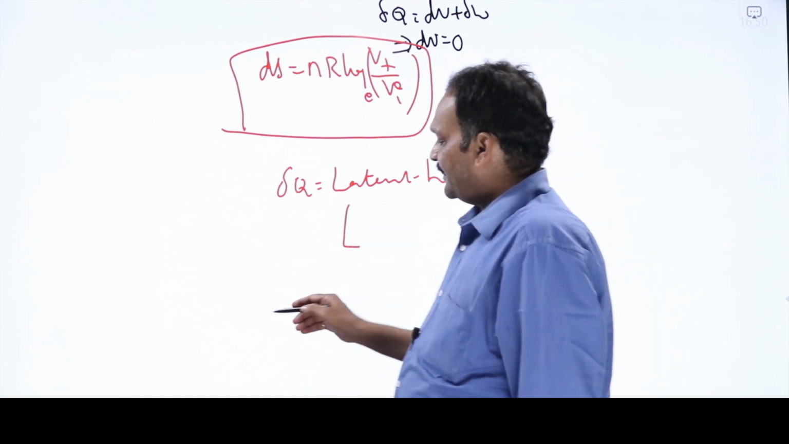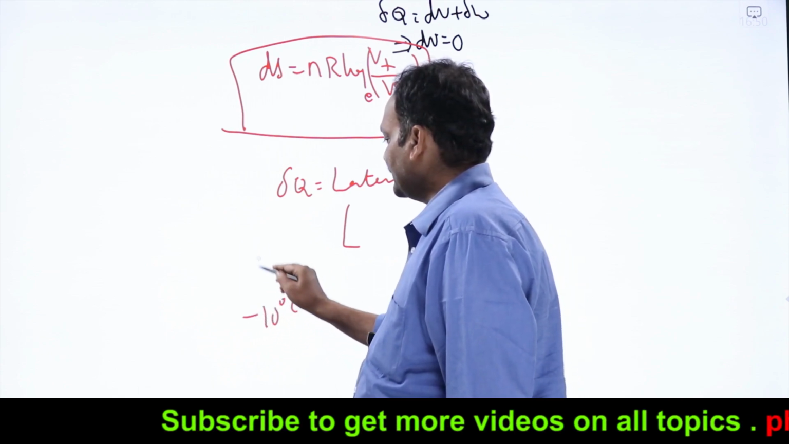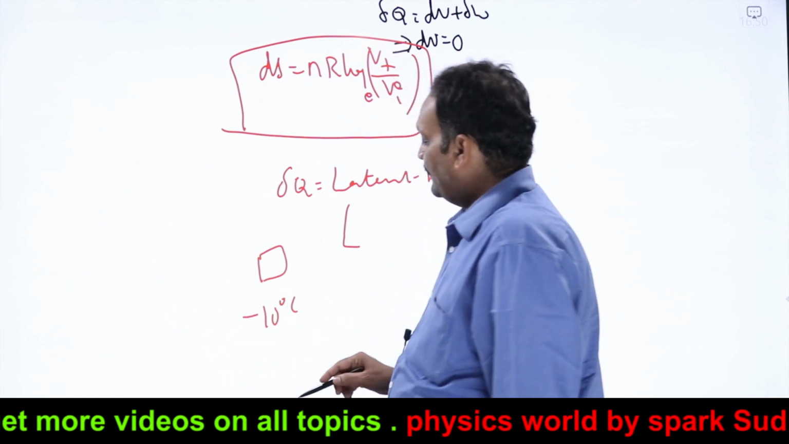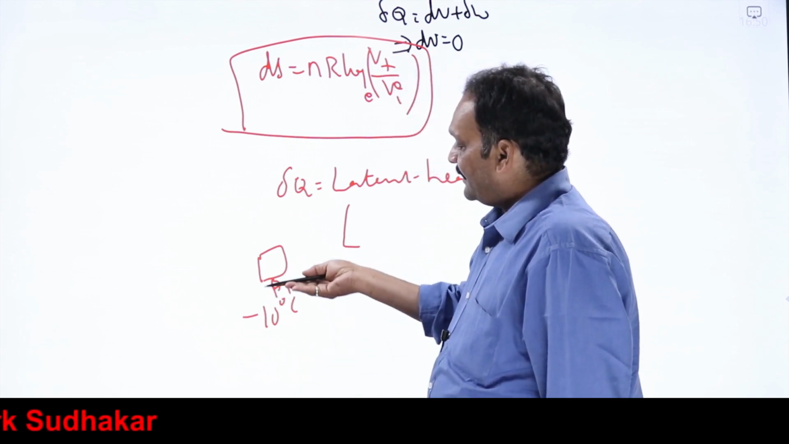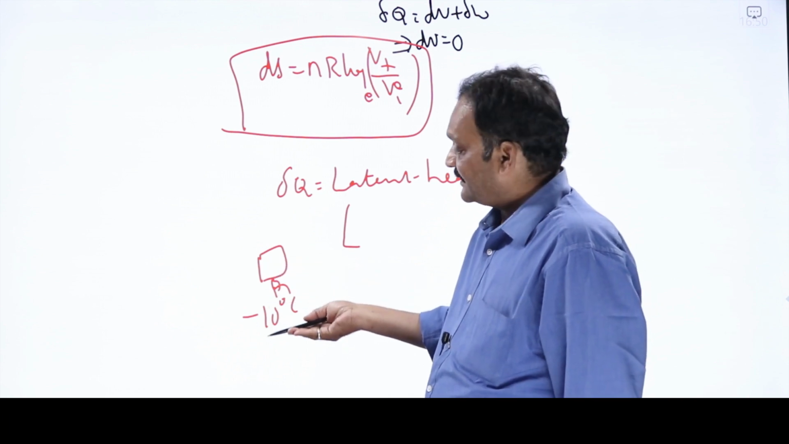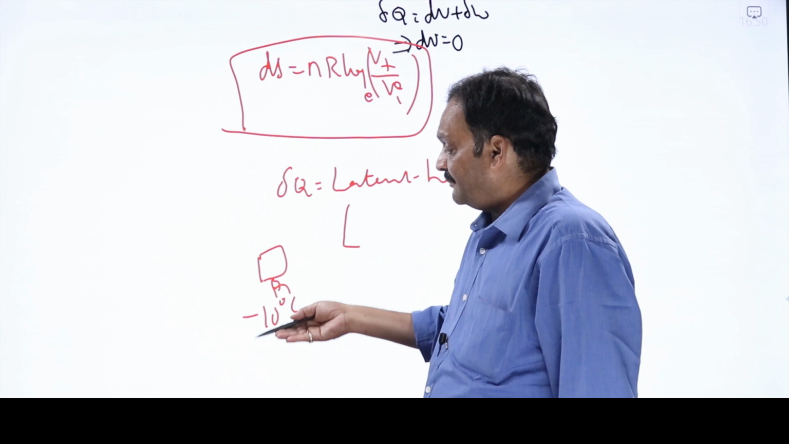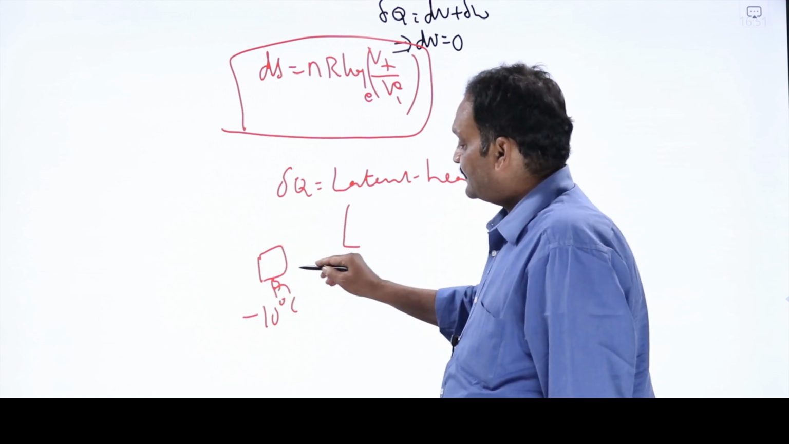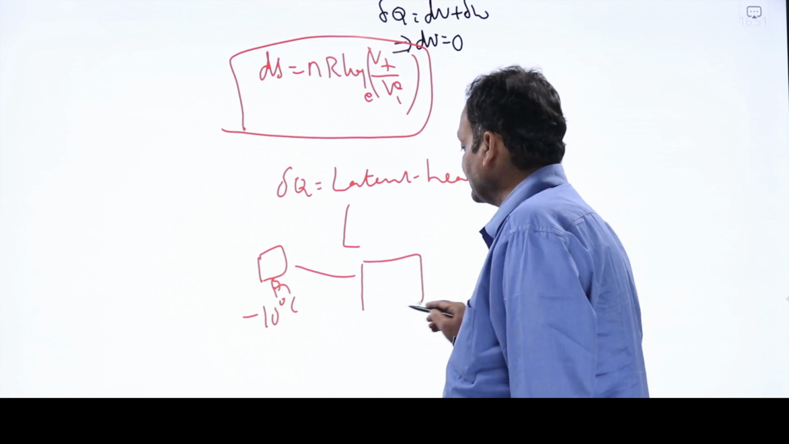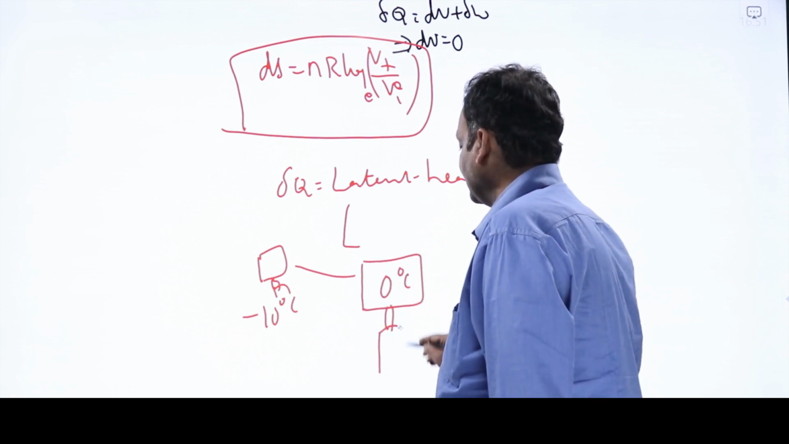Now take, for example, ice at minus 10 degrees Celsius, and start heating it. When you start heating it, the ice keeps on getting heat energy and its temperature keeps on increasing. Up to what point? From minus 10 it becomes minus 6, minus 4, minus 2, minus 1, 0. Once ice comes to 0 degrees Celsius and you continue heating it, its temperature will not increase.